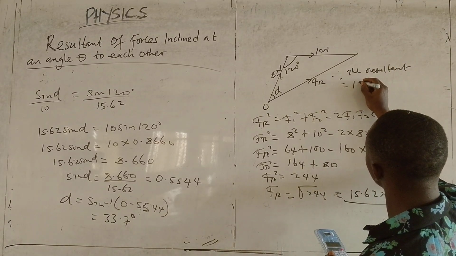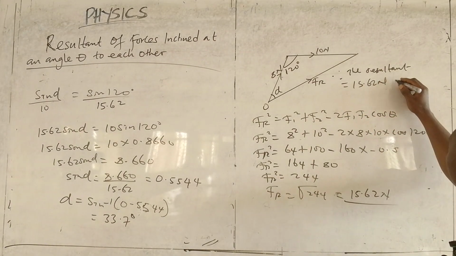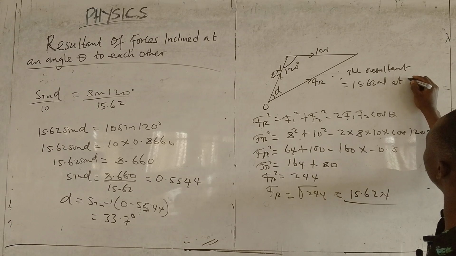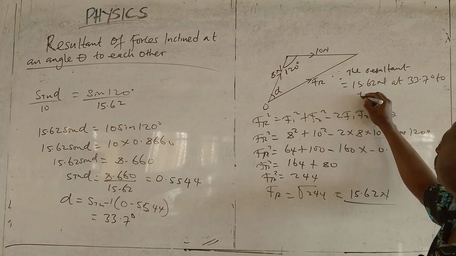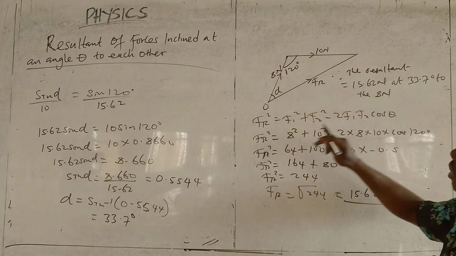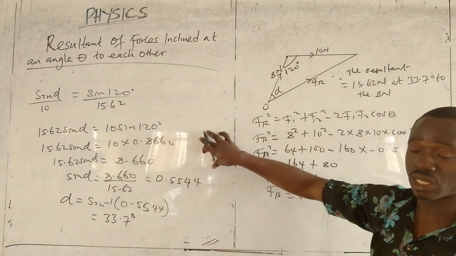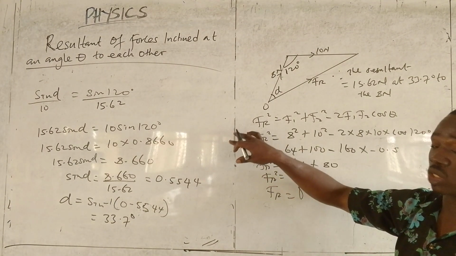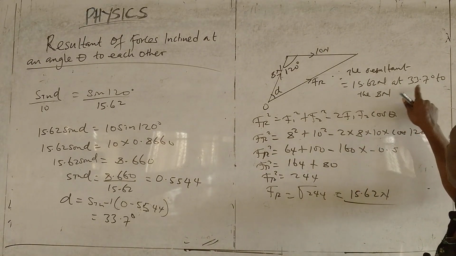So you can now conclude and say, therefore, the resultant is equal to, magnitude first, 15.62 Newton, at an angle of 33.7 degrees to the 8 Newton. If you use the other triangle, you are going to find the angle between the resultant and the 10 Newton force. Okay, so this is our answer.